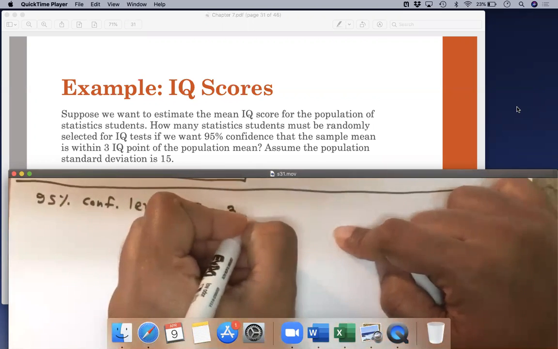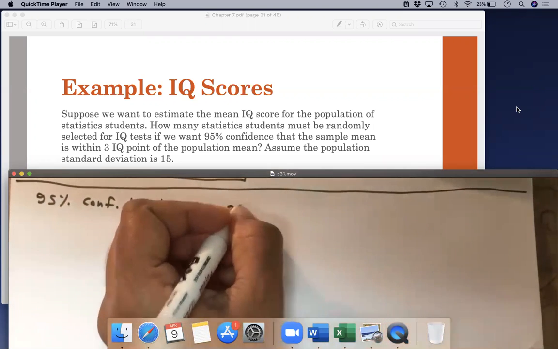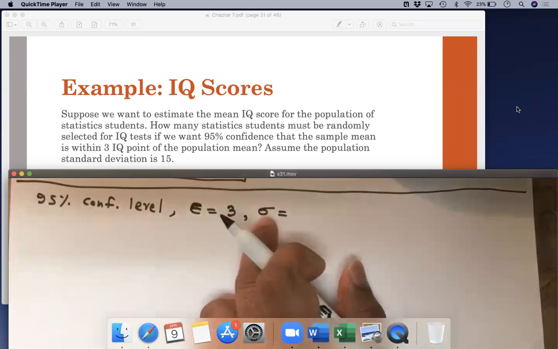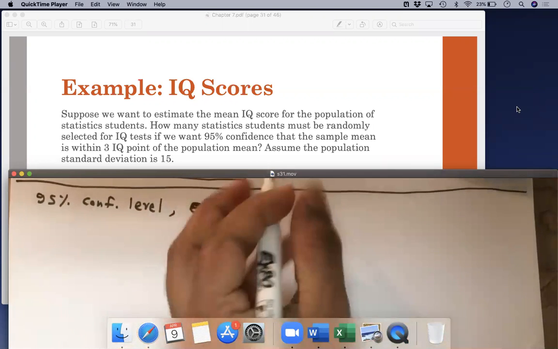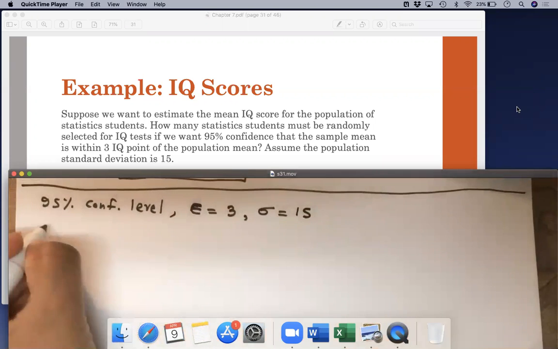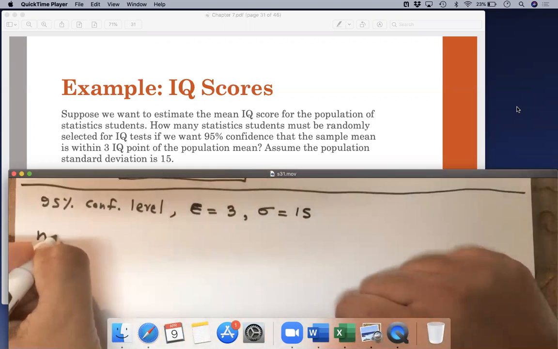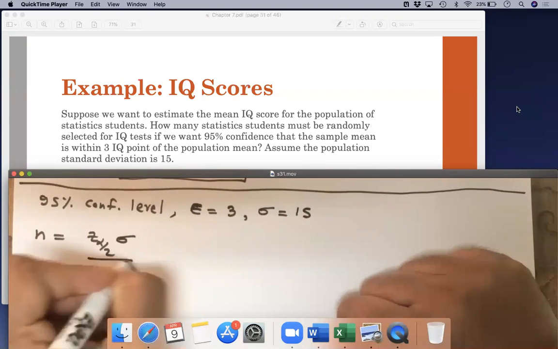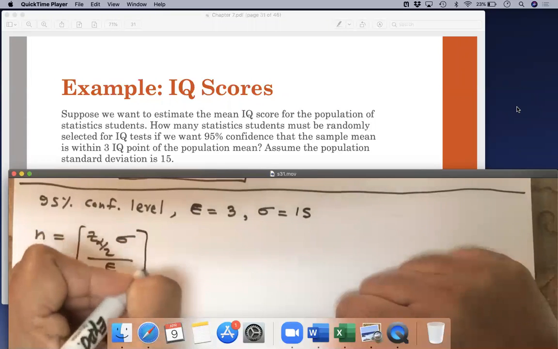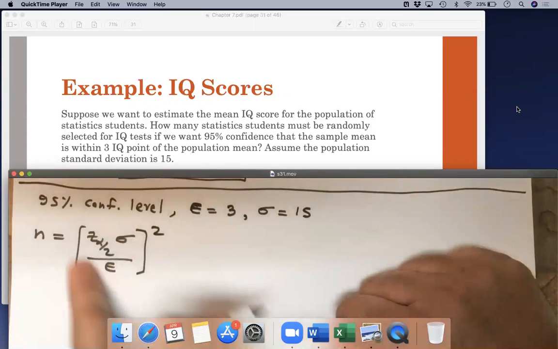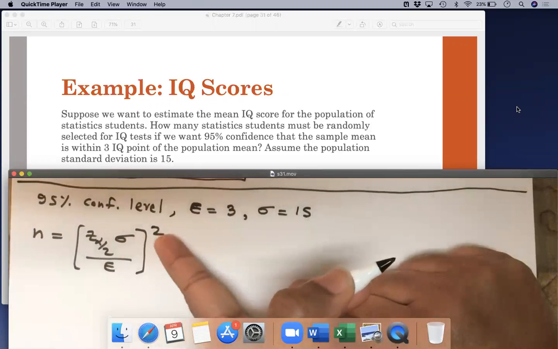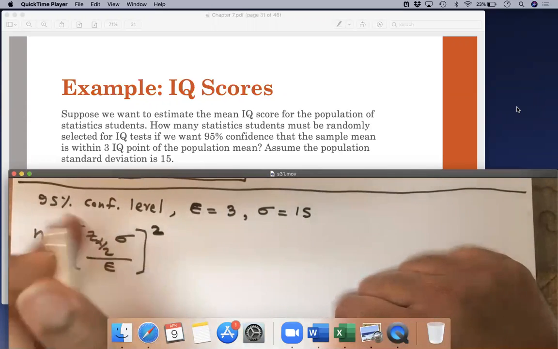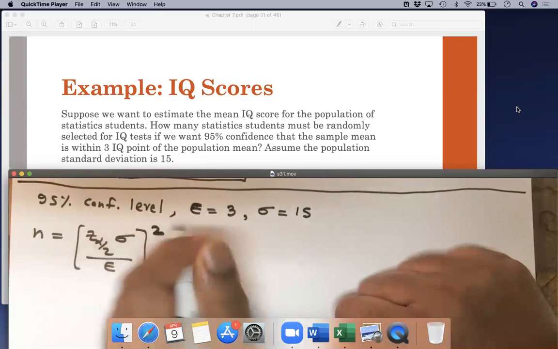Then the next thing: assume the population standard deviation. So you know sigma. Sigma means population standard deviation, and it's 15. We have all the information. Now write the formula first. How can you find sample size? This is the formula: critical value times sigma divided by E. Then you have to square the whole value. Please note down, here you have a square, but you have to square the whole thing. Now you have everything, so we can substitute.